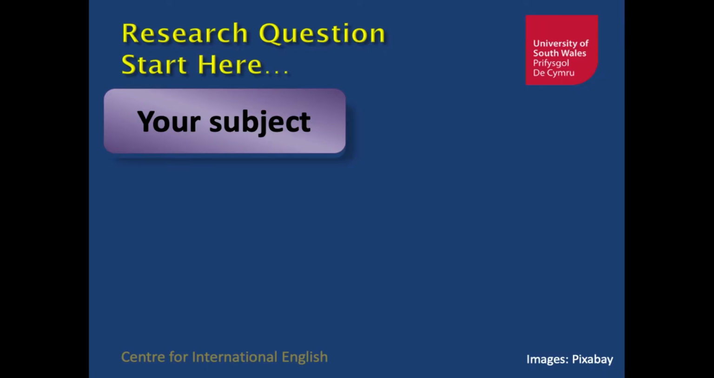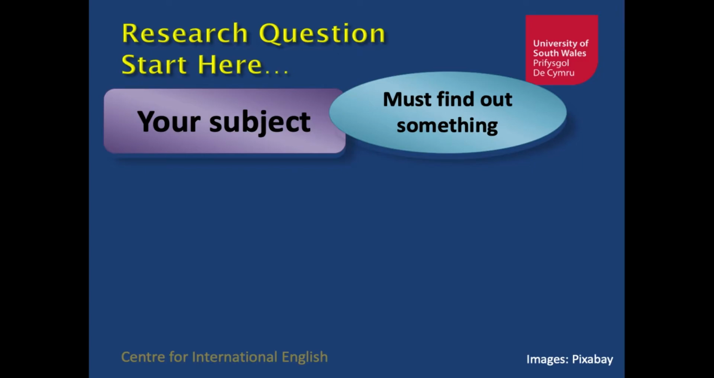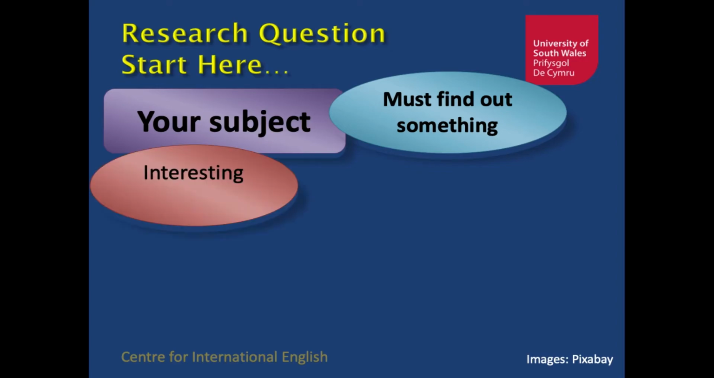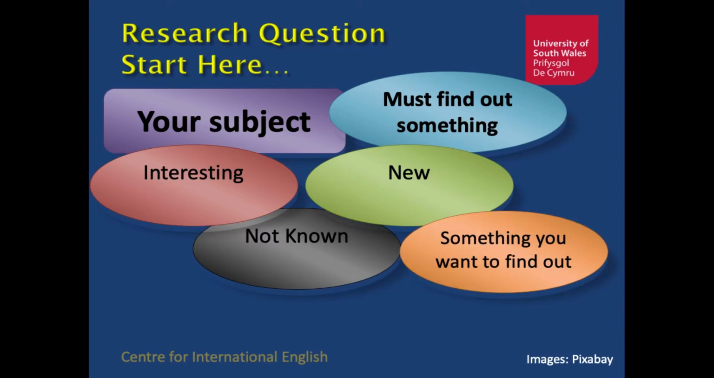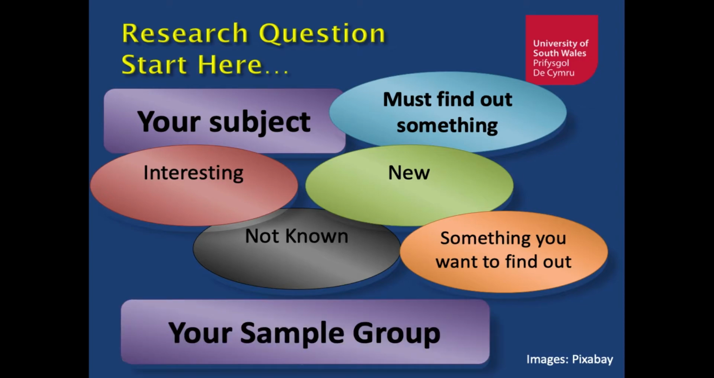The next thing I show them is this kind of example. It starts with your subject and they must find out something about it. There's a number of things that they need to find out, and these could be something interesting, something that's new, something that's unknown, or something that's interesting to them, something they want to find out about, because it's always useful if they're interested in their research topic. They've got to bear in mind their sample group as well, because the sample group has got to be here and easily accessible because of time limitations.